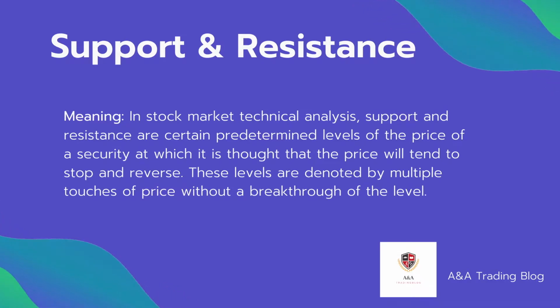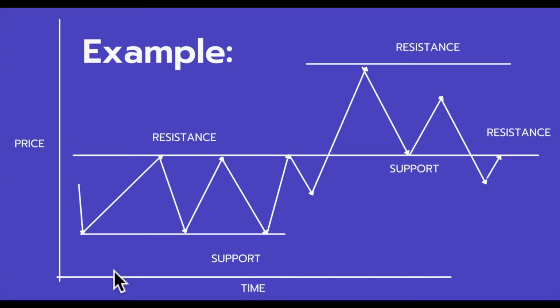In the stock market technical analysis, support and resistance are certain predetermined levels of price of a security at which it is through that price it will tend to stop and reverse. These levels are denoted by multiple touches of price without breakthrough of the level. So did we understand? Now let us understand this definition with a simple example. Now traders, watch this example closely.